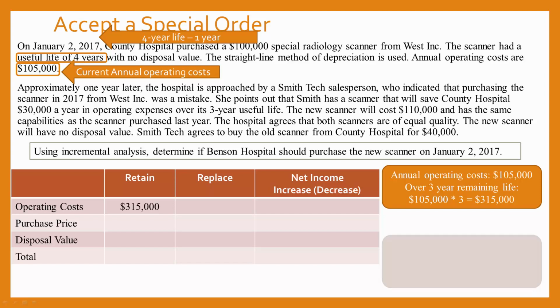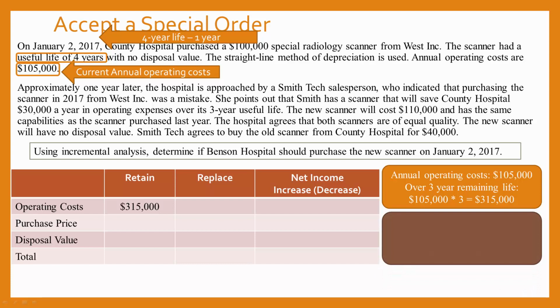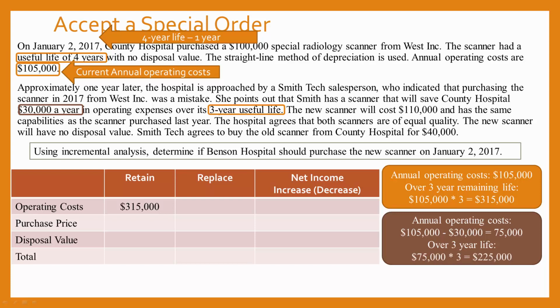Now, if we choose to replace the equipment, the problem tells us that the new equipment would save the hospital $30,000 a year in operating expenses. So we can figure out that the annual operating cost would go down from $105,000 to $75,000. And this machine also has a 3-year useful life. So if we multiply that by the 3 years, we can see that total operating costs for the new equipment would be $225,000. And so this decrease in operating costs, if we replace the equipment, causes a $90,000 increase in net income.